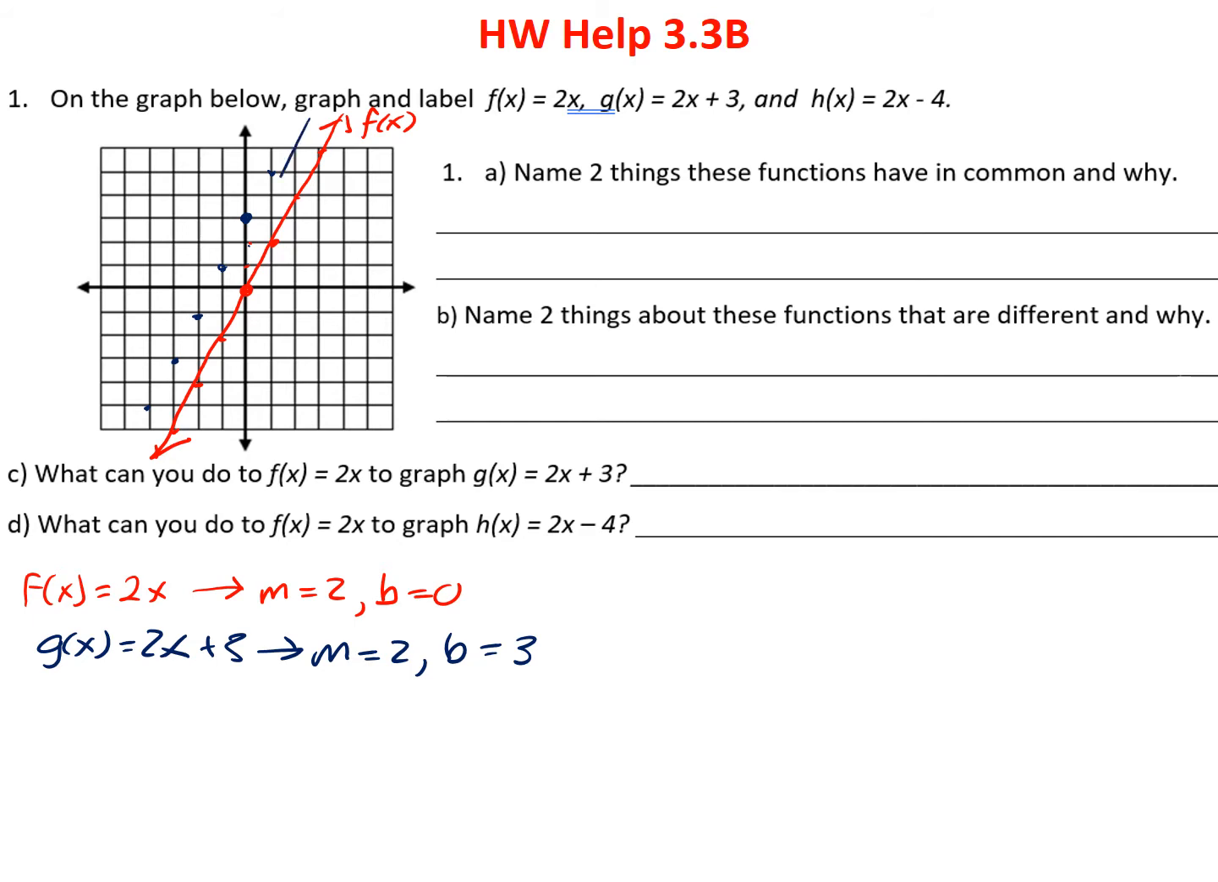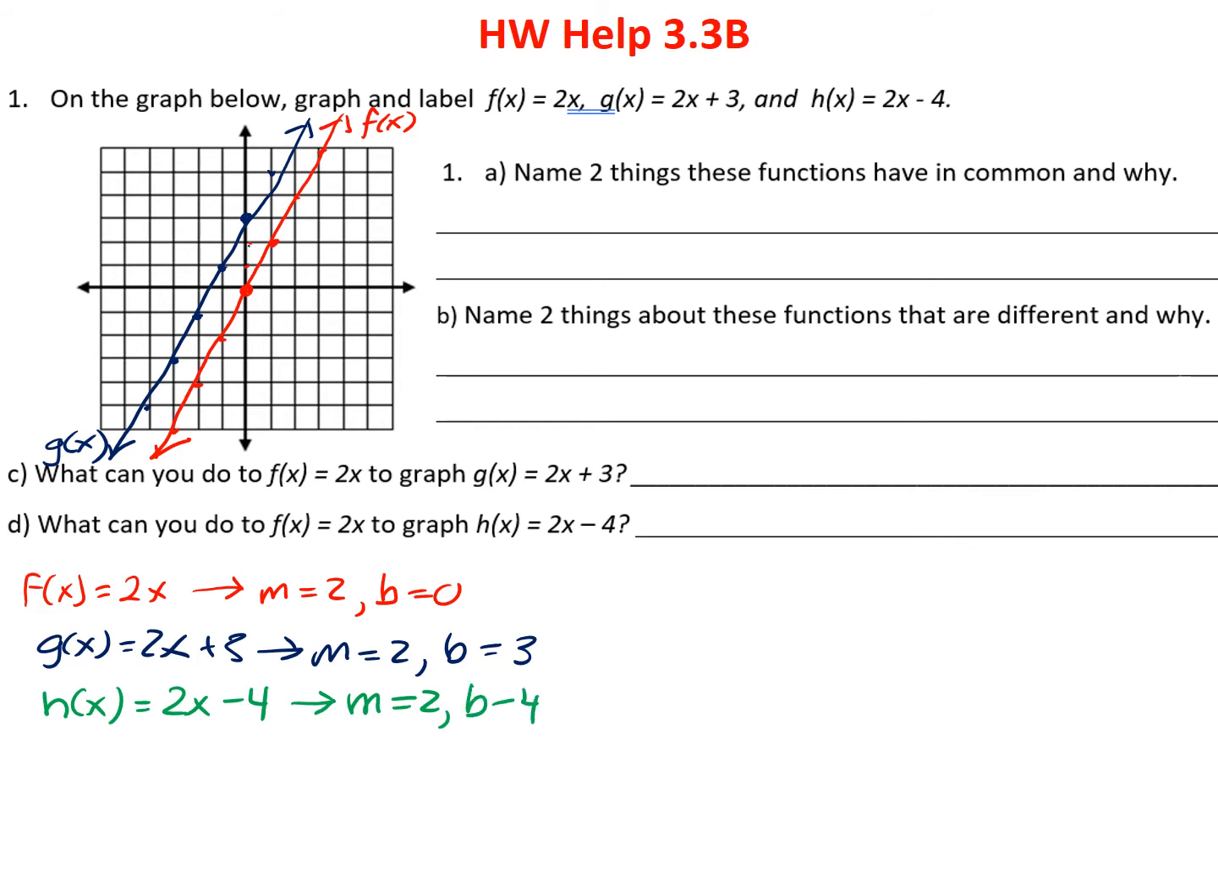And so this graph looks something like this. And this is the graph g of x. I put a label there by it. And then my third one is h of x. And h of x equals 2x minus 4. So this time my slope is the same, 2. And b now is minus 4.